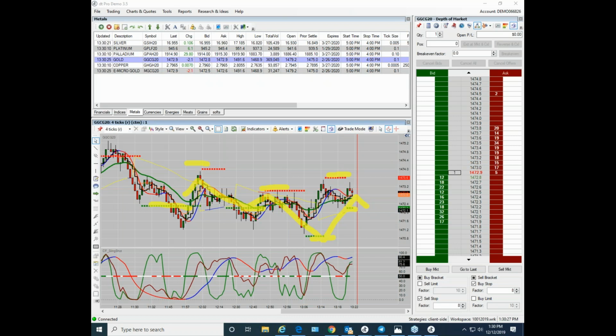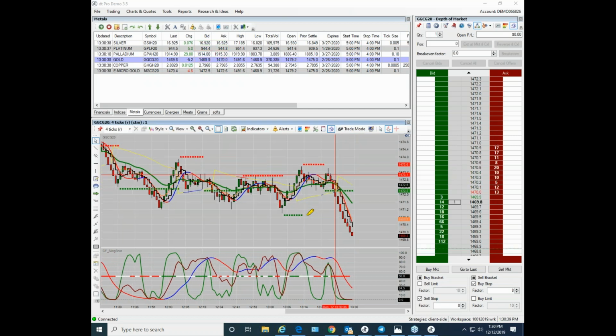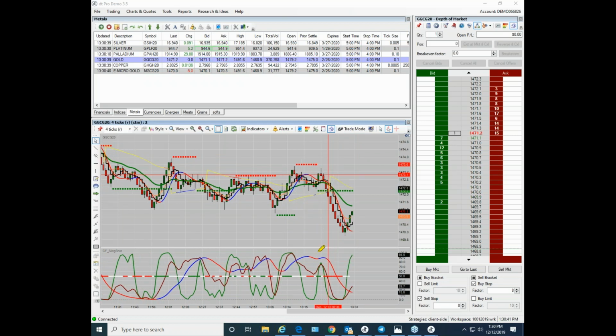2 things that should register. Number 1, lean on the support and resistance dots. They're side by side. That's a clue. We're not trending. Don't push any buttons. But secondly, if you're not sure, don't touch it. Okay? Now here's something neat.